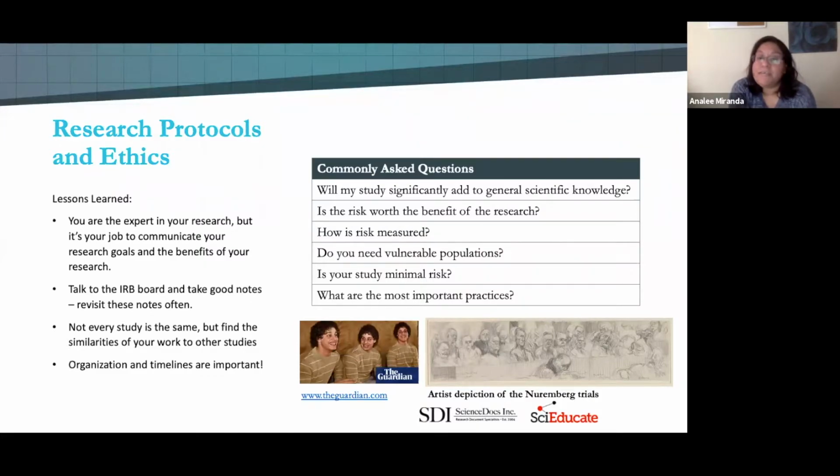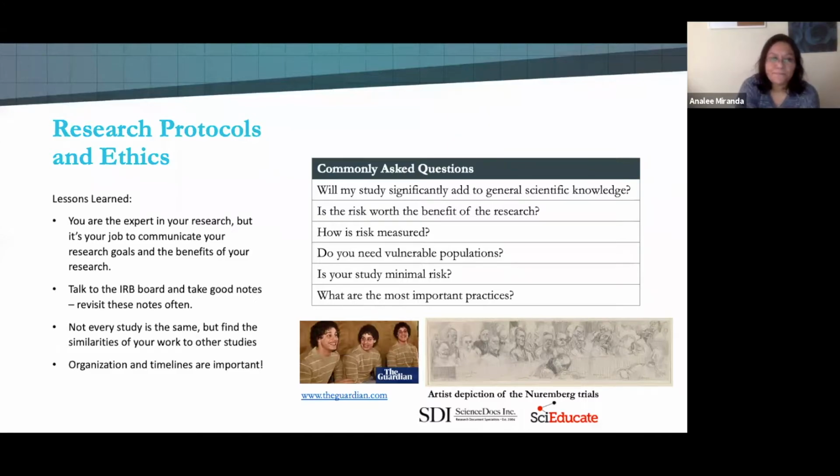Is your study a minimal risk? That's something that's really important if you're going to be engaging in a short study. And what are the most important practices? So these are some of the common questions that I get asked as an educator and as a researcher about the IRB.